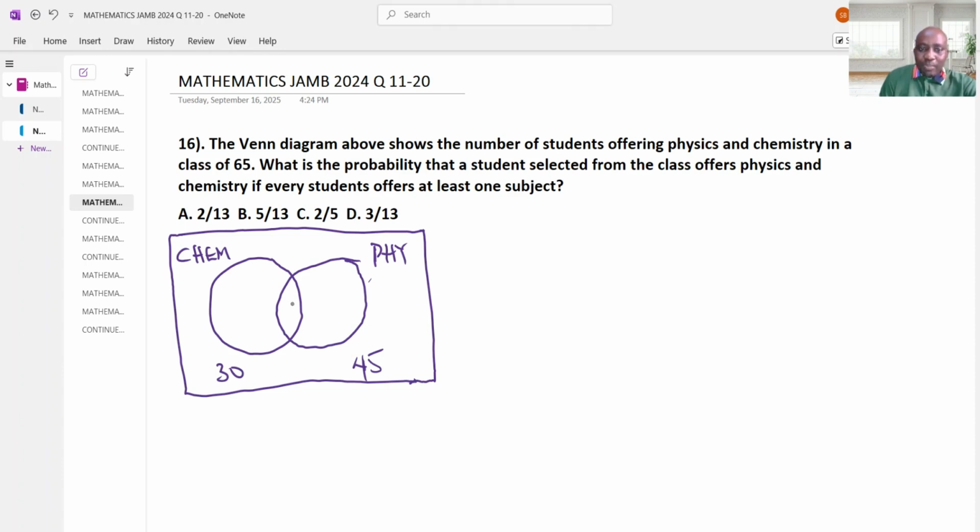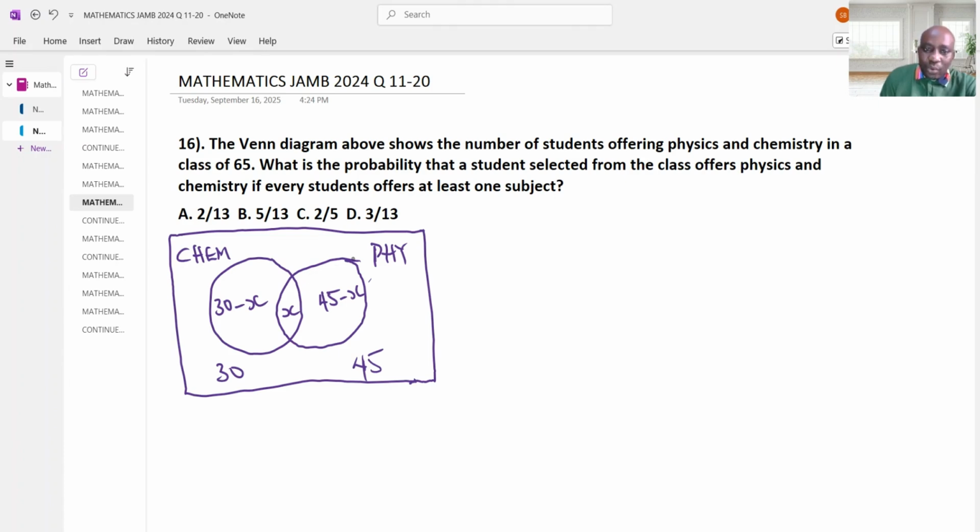Therefore, who are the people that offer both subjects? Let's assume that they are X. We don't know. Now, to know the number of people that did chemistry only, we can say 30 minus X. And the number of people that did physics only, we can say 45 minus X. Why am I doing that?